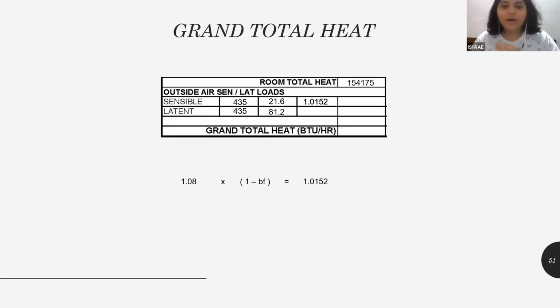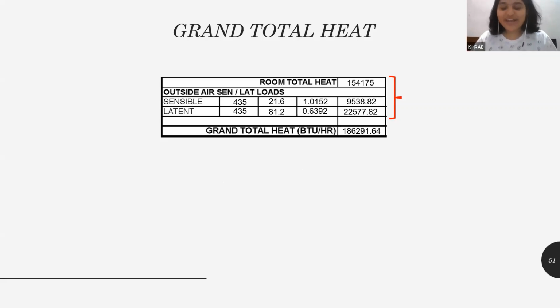So for a sensible heat, I've multiplied my contact factor with 1.08. For latent load, I have multiplied it with 0.68. Now you multiply all the three, 435 to 21.6 into 1.0152, you will get the total sensible outside air load, and then the same for the latent load. And when you add all three of these, you get your total grand heat load. Finally.